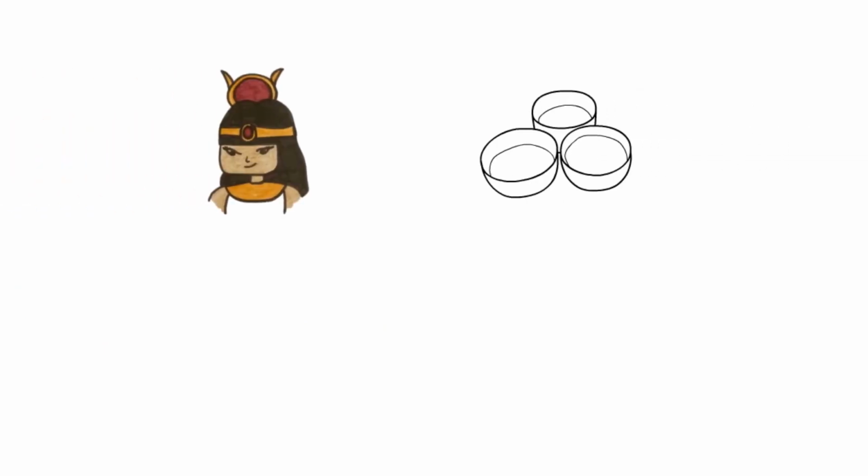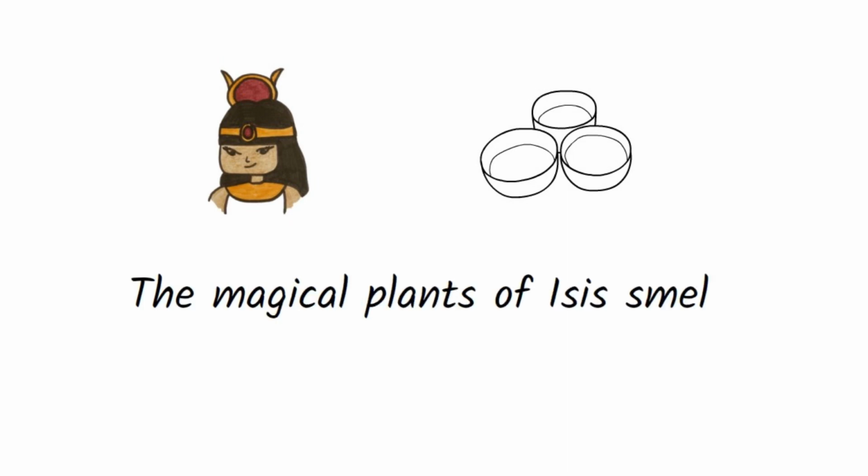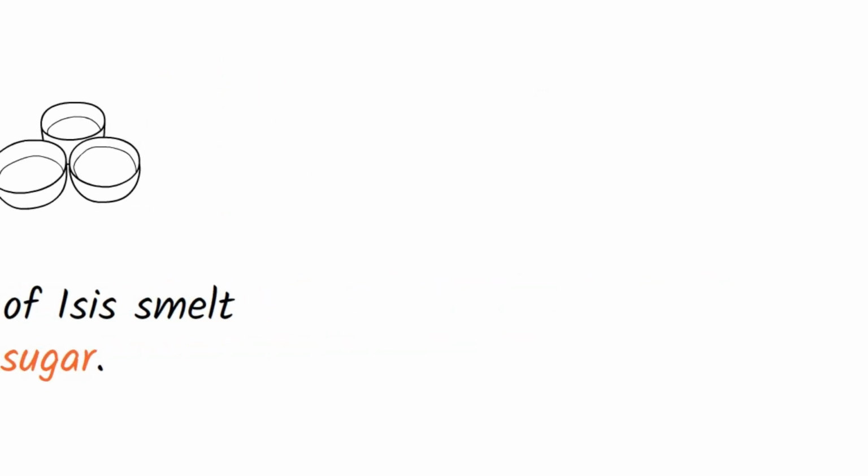Here's another example. The magical plants of Isis smelt as sweet as sugar. This compares the smell of the plants to sugar. This appeals to the reader's sense of smell, as sugar smells sweet, suggesting that the plants do too.